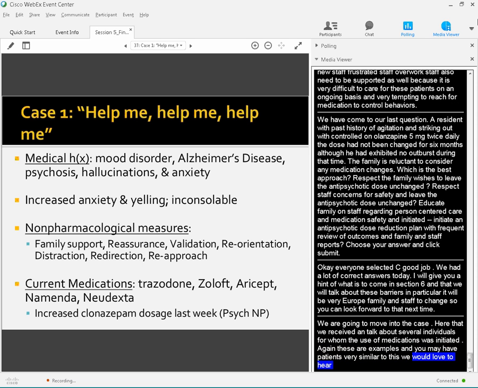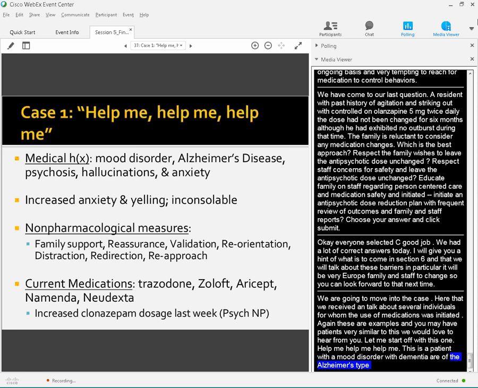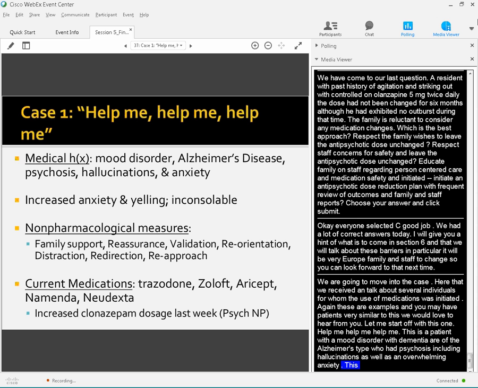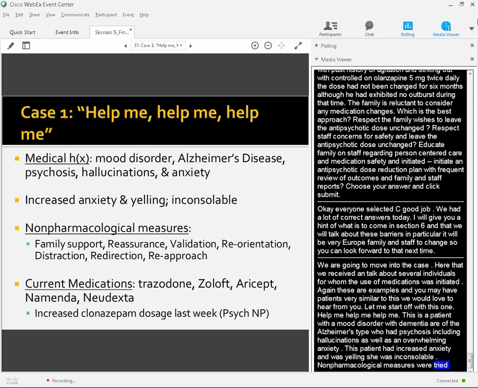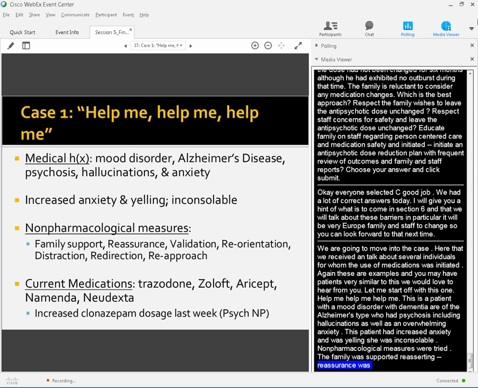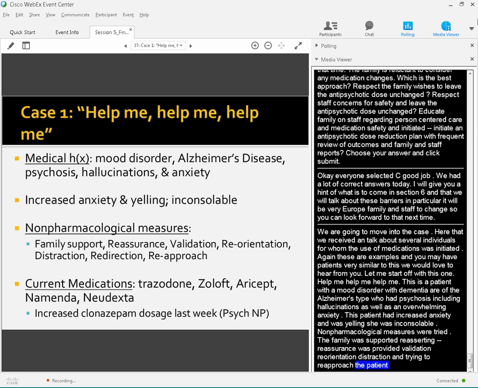This is a patient with a mood disorder with dementia of Alzheimer's type. He had psychosis, including hallucinations, as well as an overwhelming anxiety. This patient had increased anxiety and was yelling, was inconsolable. Non-pharmacologic measures were tried. The family was supported. Reassurance was provided to the patient. Validation and reorientation attempted, distraction, and trying to reapproach the patient. Unfortunately, the patient continued to yell out and was not able to be helped with these measures.